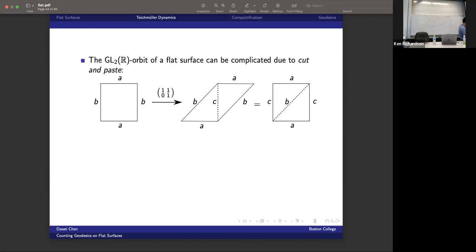Okay, that tells us that up to this kind of cut and pasting process, even two flat surfaces can look very different under their polygonal models. One looks like a regular polygon, the other one is longer and thinner. Maybe you can cut the other one into small pieces that resemble the first under translation. So suddenly you recover your original surface.